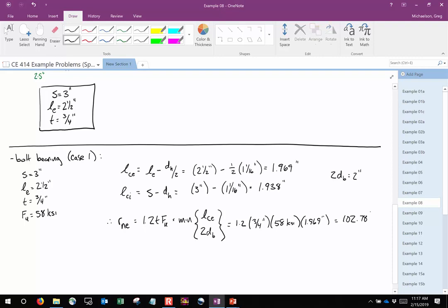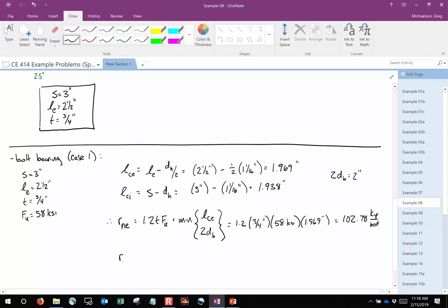Okay. And so one of the things I like to do is this, is 102.78. This is a little R N E, okay? And so what I want to say is this. This is kips per bolt, okay? That's what those little R N values are. They're the kip per bolt, okay? So I like to indicate that accordingly, all right?